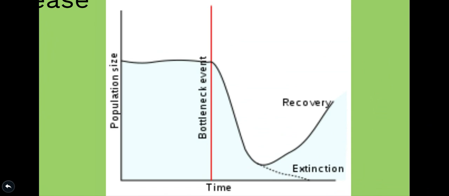A bottleneck event could also include perhaps the introduction of hunting or poaching at a high level that causes a rapid decrease in a population size. And it's really important that ecologists study these things so that we understand how to conserve populations over time. Do we need to step in? Do we not? And it really informs those kind of decisions to be made.